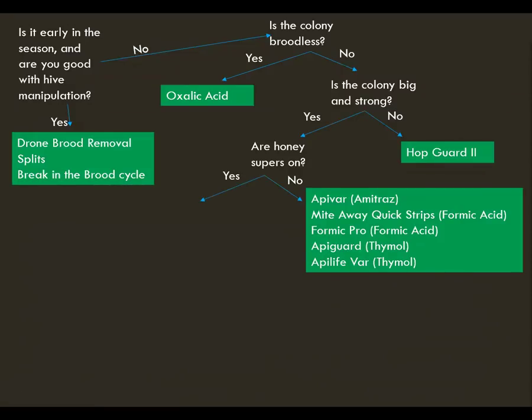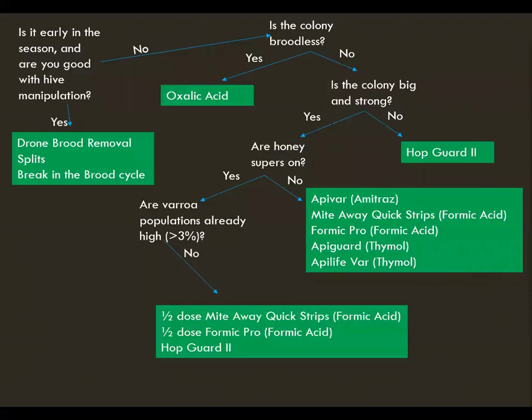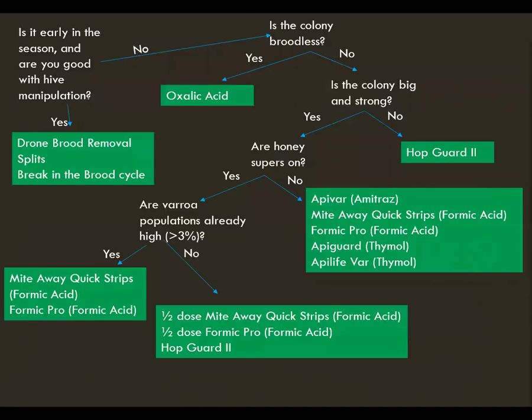If we do have honey supers on, it limits us a little bit. And we also need to make sure which Varroa population version we're in. So we treat differently when honey supers are on, depending on whether we're on maintenance or intervention. If we're in maintenance mode, we can use the half dose of the Mite Away Quick Strips, the formic acid, or we can use the Formic Pro. That's basically like this time of year, or we can use Hop Guard 2. And remember that that works best when you're using one followed by the other. If the Varroa populations are already high, then we do need that knockdown. And if the honey supers are on, then our options are really the formic acid versions.